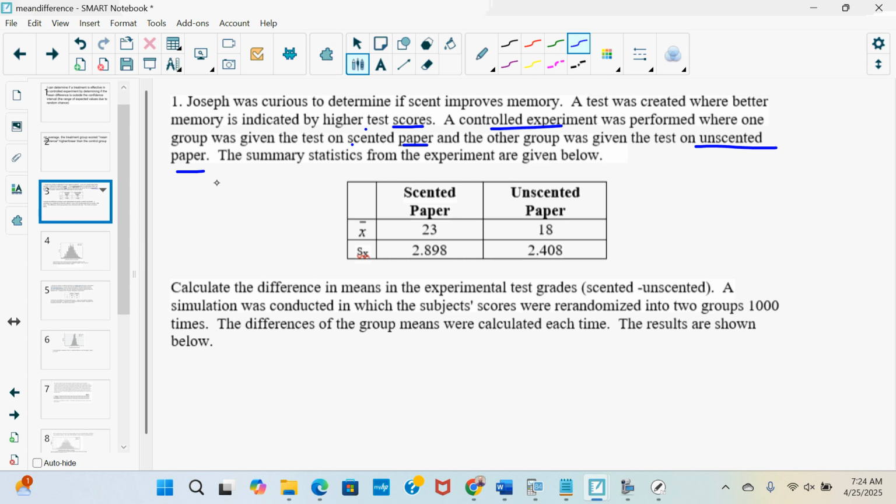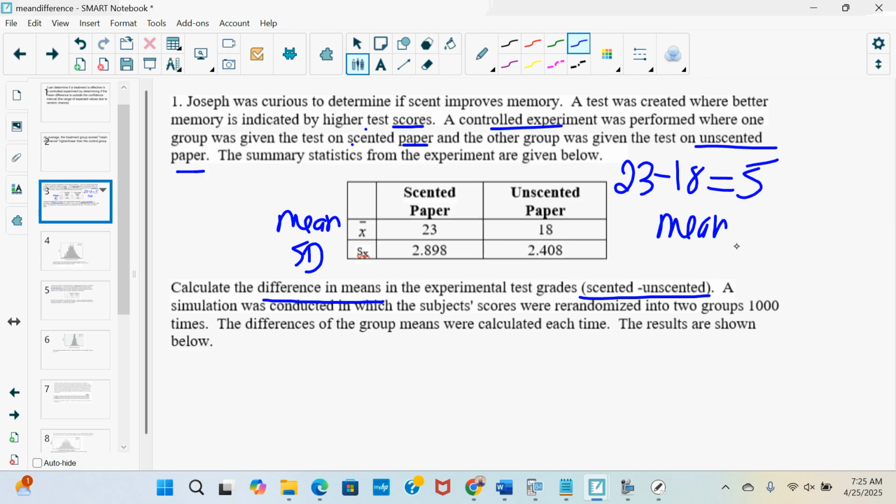The first thing I need to do is find the difference of the means. I need to see how much better the treatment group did, or how much worse the treatment group did than the control group. It even says, calculate the difference in the means, and it even says scented minus unscented. You do need to know that X bar is the mean, SX is the standard deviation. So the difference in the means, 23 minus 18, is 5. The mean difference is 5.